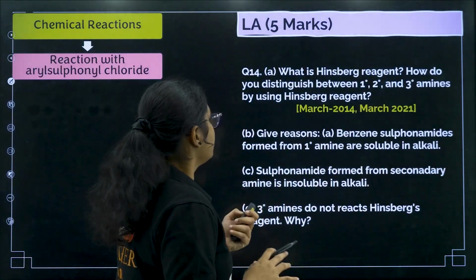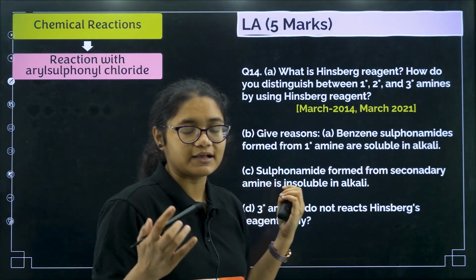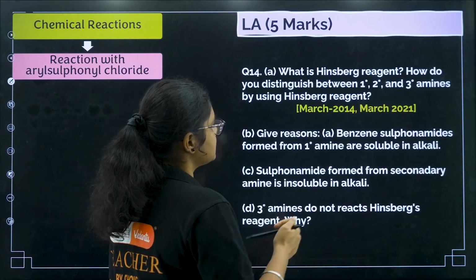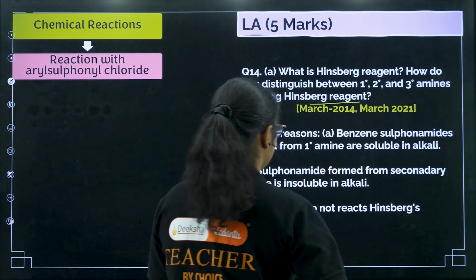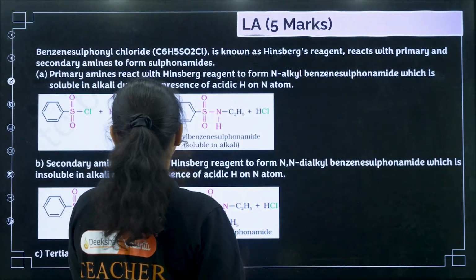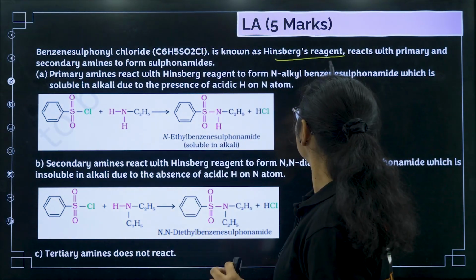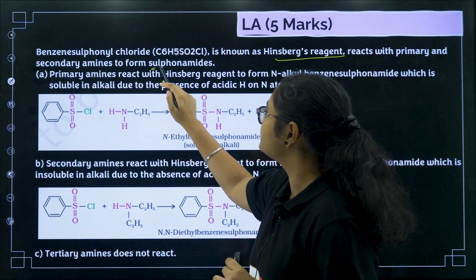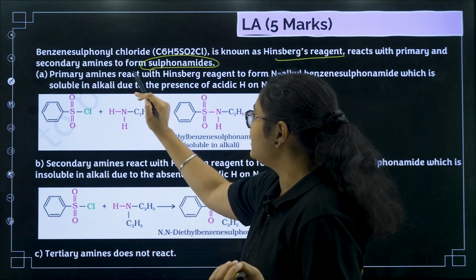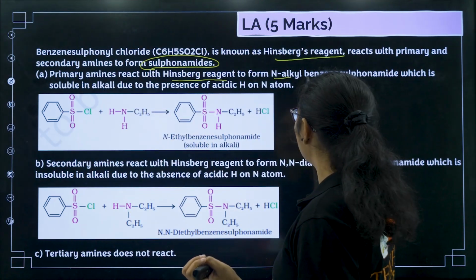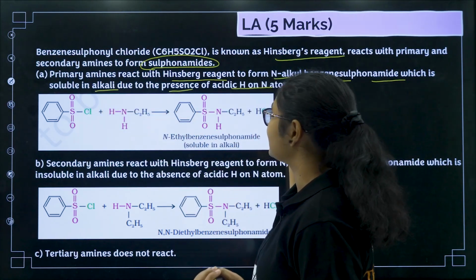Okay, next is question number 14. Now we have gone to the fifth reaction, that is your reaction with aryl sulfonyl chlorides. What is Hinsberg reagent? How do you distinguish between primary, secondary and tertiary amines by using Hinsberg reagent? First I will show you this answer. Benzene sulfonyl chloride is known as your Hinsberg reagent, which reacts with primary and secondary amines to form sulfonamides. This is important. Now how do primary amines react? Primary amines react with Hinsberg reagent to form N-alkyl benzene sulfonamide, which is soluble in alkali due to the presence of acidic H on the nitrogen atom.